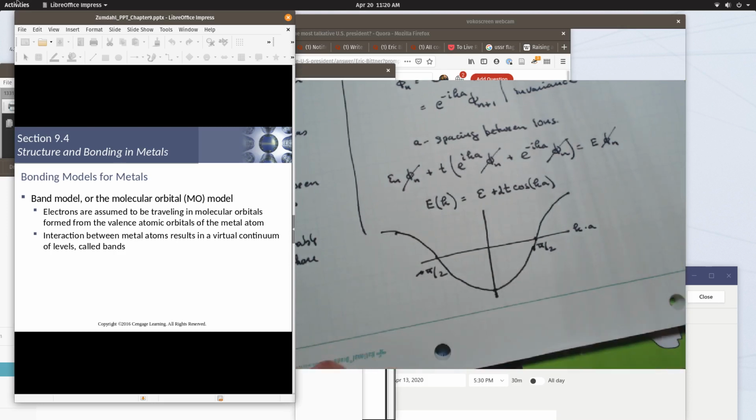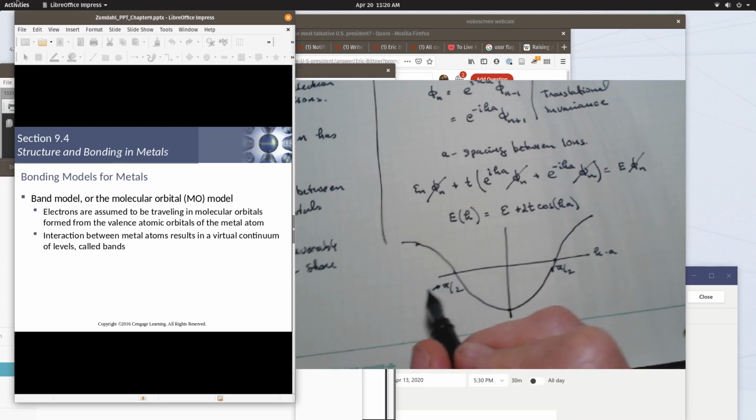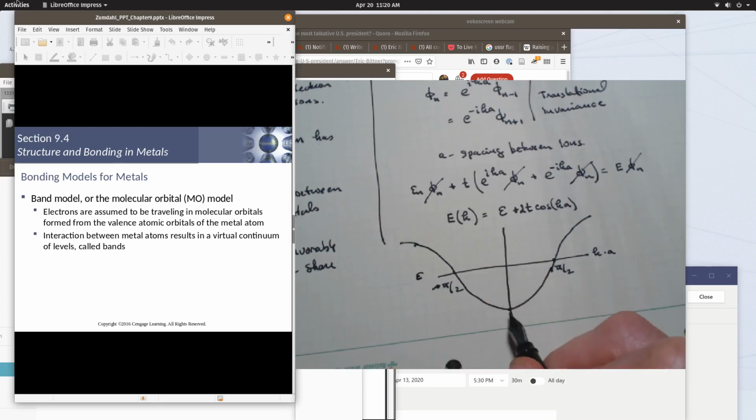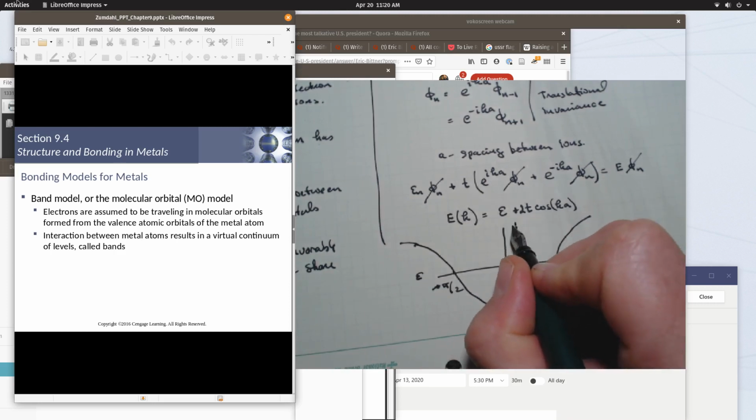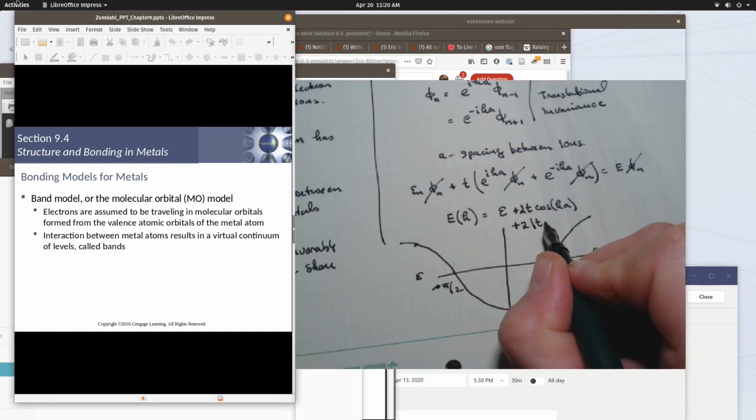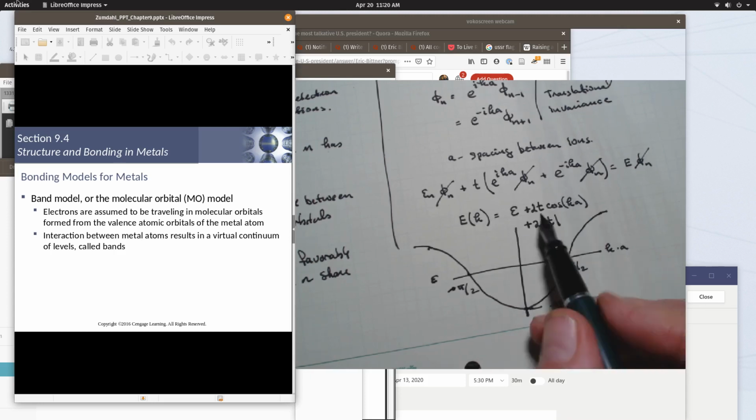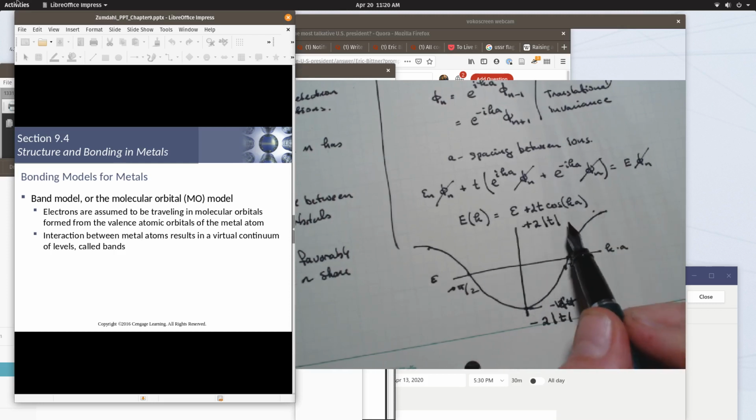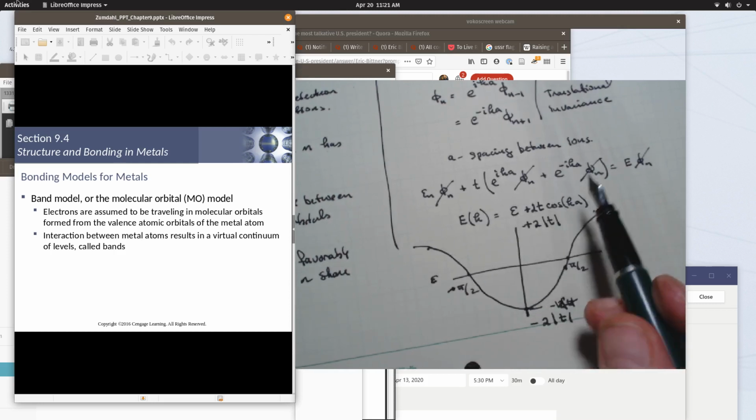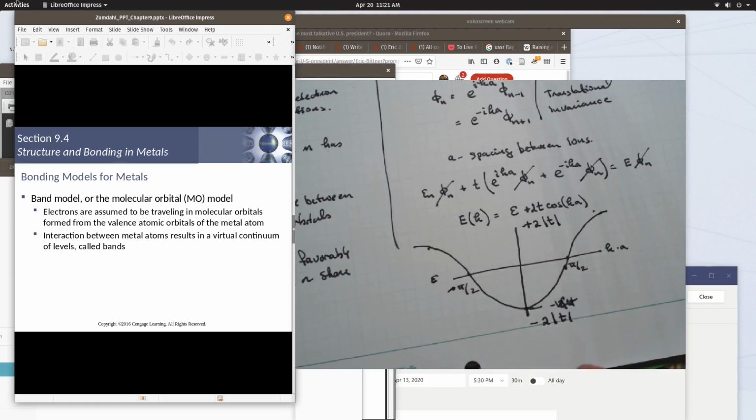Okay, so this is at E0, and this is at minus 2t, or at 2t. This is at plus 2 times the absolute value of t. So I get a band that's between, let me write this down here, minus 2 times the absolute value of t, so that's the energy right there. The top of this band is at plus 2 times the absolute value of t. This energy is the delocalization energy of the electron.